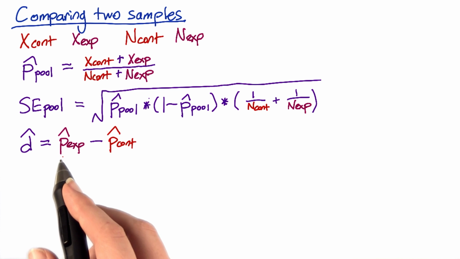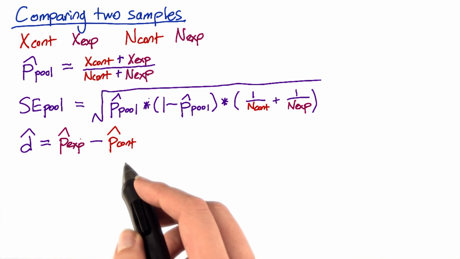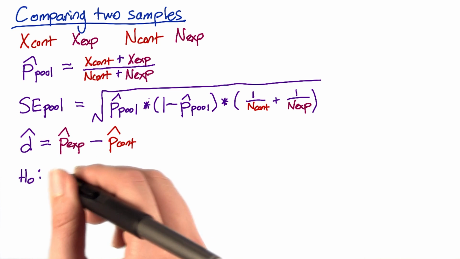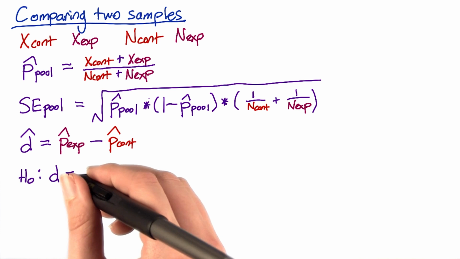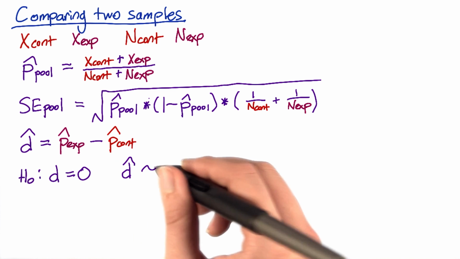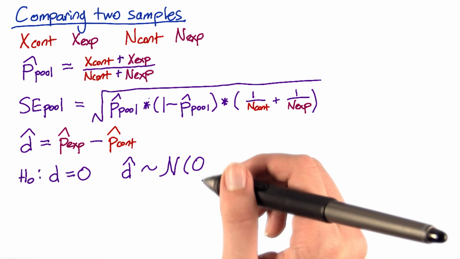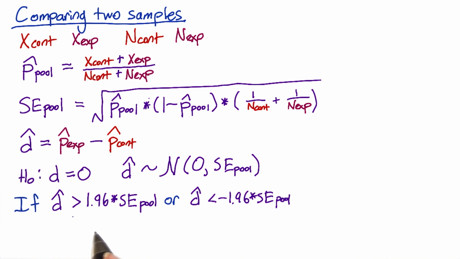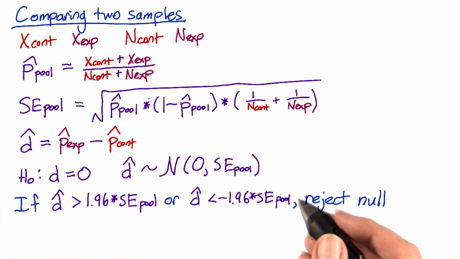Now recall that we're going to estimate the difference between P experiment and P control, and I'll call this difference D hat for difference. Under the null hypothesis, D, the true difference, is equal to 0. Then we would expect our estimation, D hat, to be distributed normally, with a mean of 0 and a standard deviation of the pooled standard error. If the estimated D is greater than 1.96, our z-score, times the pooled standard error, or less than the negative of this cutoff, then we can reject the null hypothesis as unlikely, and say that our difference represents a statistically significant difference.